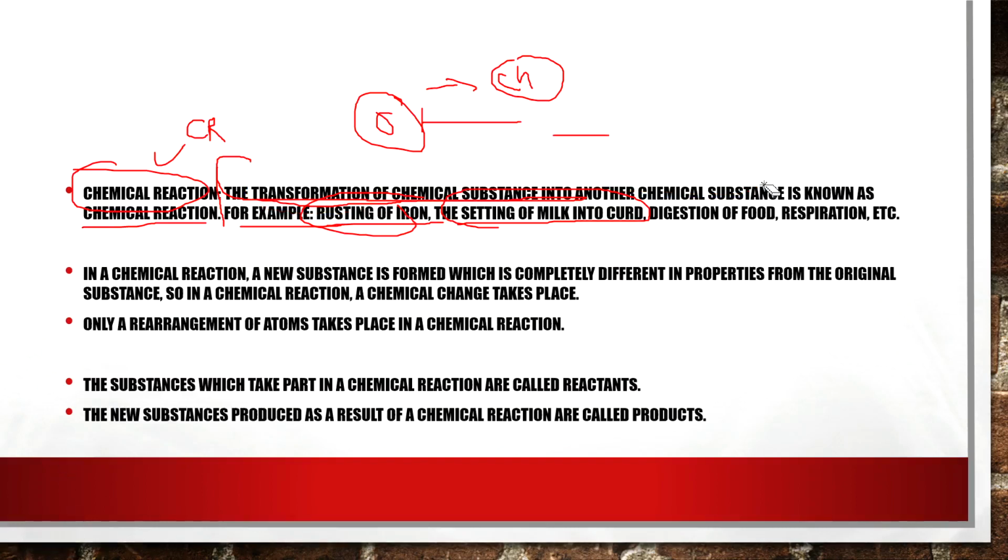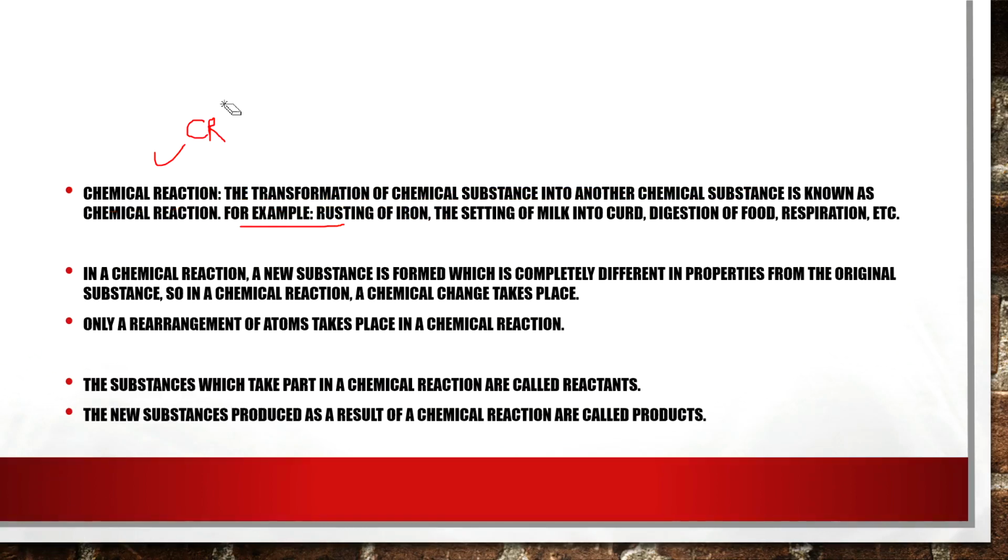Then we'll discuss the digestion of food and respiration. Digestion of food and respiration are also examples of chemical reactions. As we know, digestion of food takes place in the intestine, and respiration through the lungs. Those things come into existence when we discuss a chemical reaction.